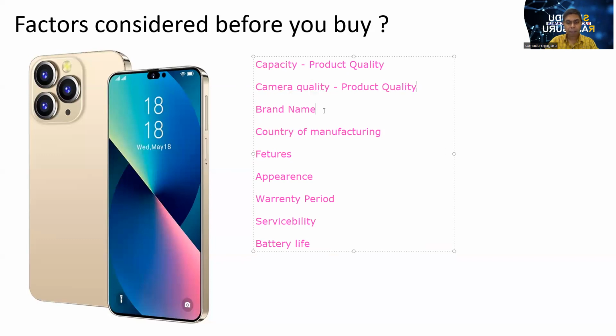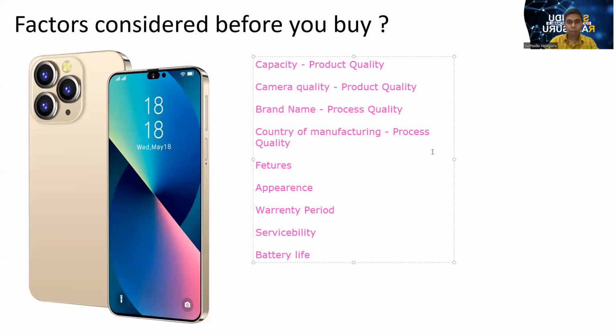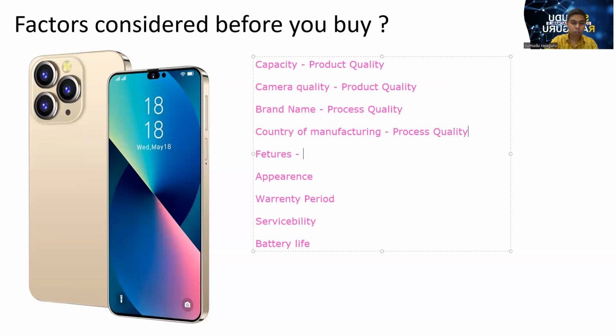But when coming to the brand name, brand name represents the process of manufacturing. So based on the brand name, we assume that when they manufacture the product in their plant, they are following the proper manufacturing process. So brand name represents the process quality. As well as country of manufacturing also represents the process quality. When coming to the features, that is also a tangible thing, so it is also product quality. Appearance is also product quality. It is also on the product. Because of that, we can categorize it under product quality.